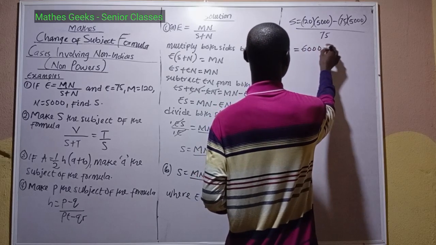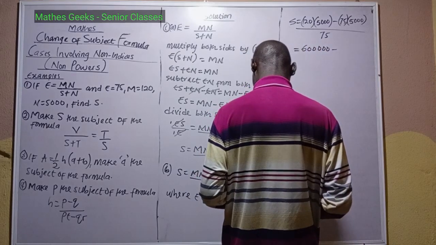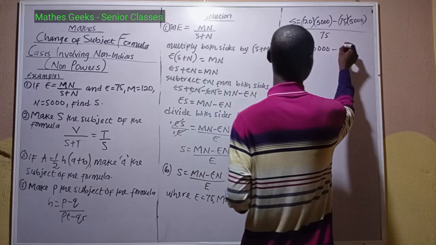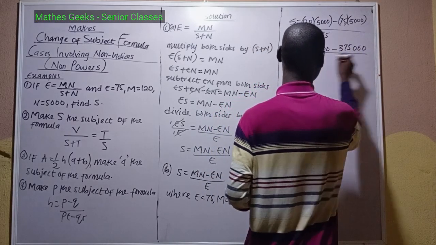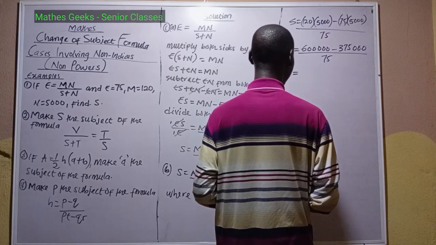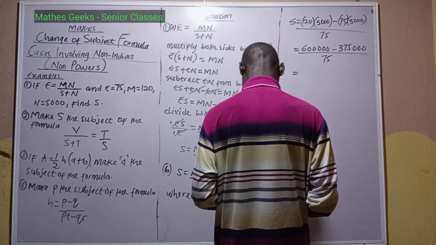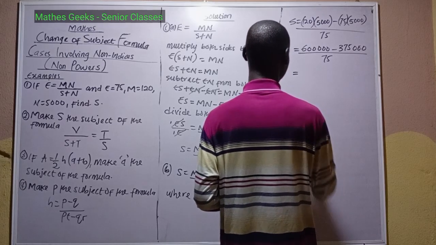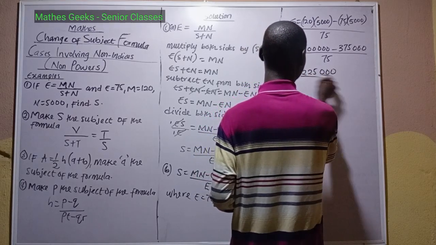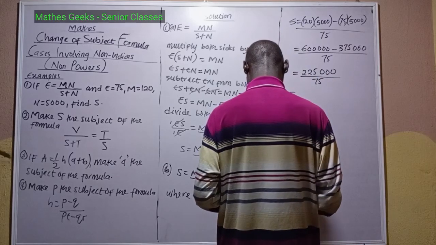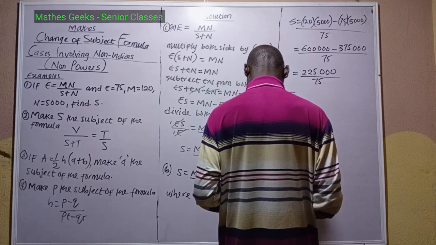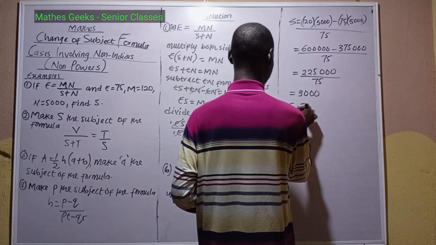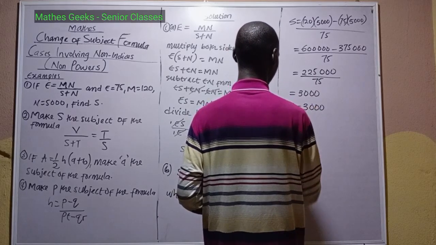600,000 minus 375,000 over 75, 600,000 minus 3, 225,000 over 75, 3,000. Therefore, S is equal to 3,000.